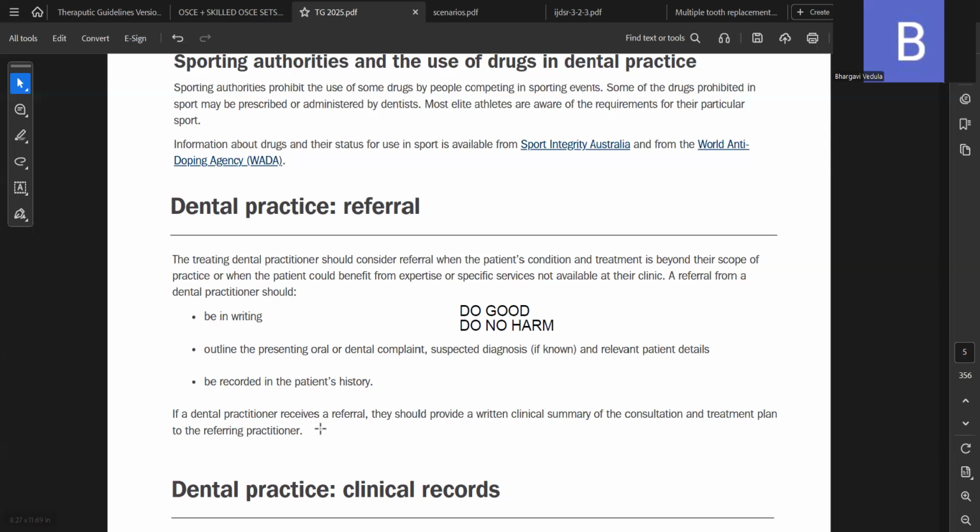If a dental practitioner receives a referral, they should provide a written clinical summary of the consultation. Suppose somebody referred a patient to us. Once we treat the patient, we should write the summary of the consultation and treatment plan to the referring practitioner. The doctor who sent us, we have to write back what we have found, what we did, what the summary is, and what the treatment plan is. To the other doctor, we have to write a letter.